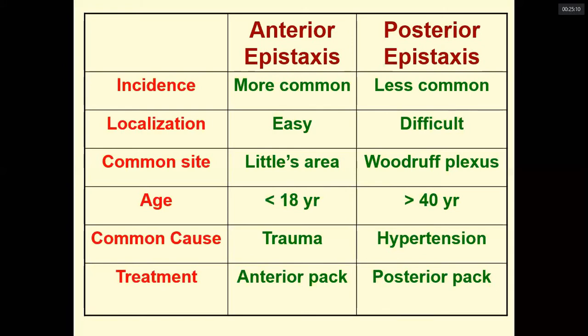Localization, yes, it is very easy to localize the bleeding area or the bleeding artery in anterior epistaxis, but in posterior epistaxis it is very difficult. The common site here is Kiesselbach's plexus, and it is mainly common in people younger than 18 years, but posterior epistaxis is common in patients older than 40 years. The common cause here is trauma, and in posterior epistaxis the common cause is hypertension. The treatment is by anterior nasal packing, and in posterior epistaxis, the treatment is by posterior nasal packing.